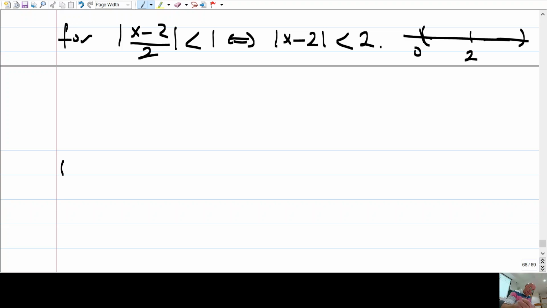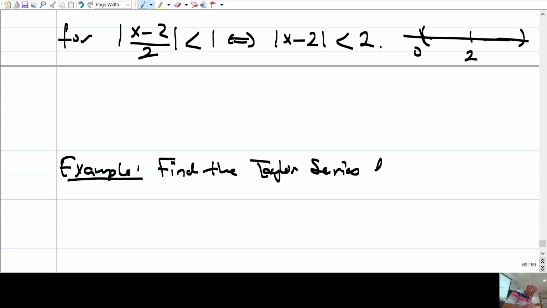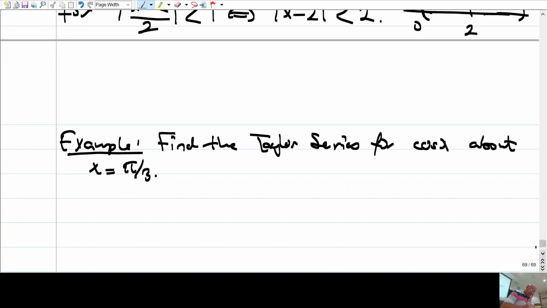Another example is this. Find the Taylor series for cosine x about x equals pi over 3. So this means find the Taylor series of cosine x in powers of x minus pi over 3.